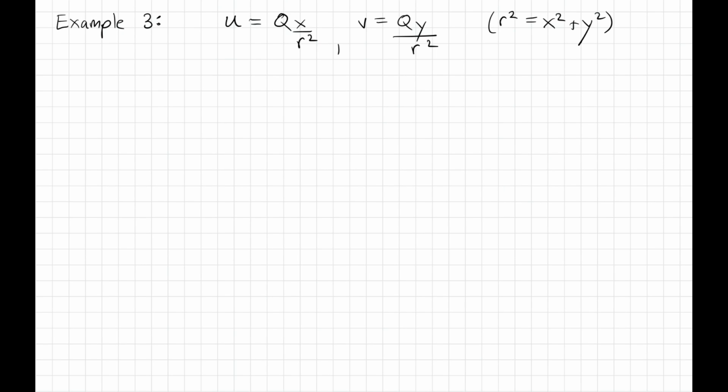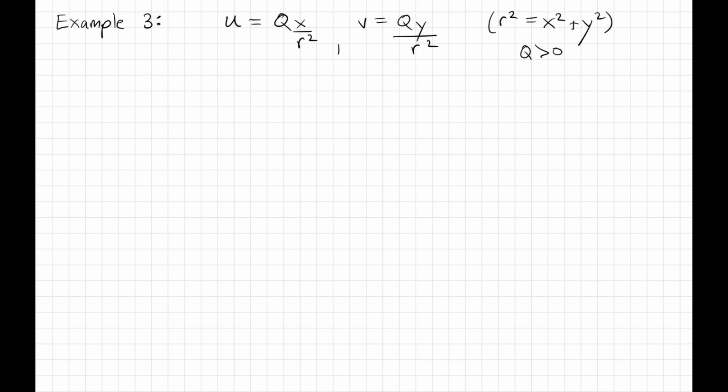Let's do one last example. In this example, the flow velocity is given by u equals some constant q times x divided by r squared, and v equals q times y divided by r squared, where in this case r squared actually has x and y built into it, right? So r squared equals x squared plus y squared, and again we can assume that the constant q is a positive number for the sake of argument.